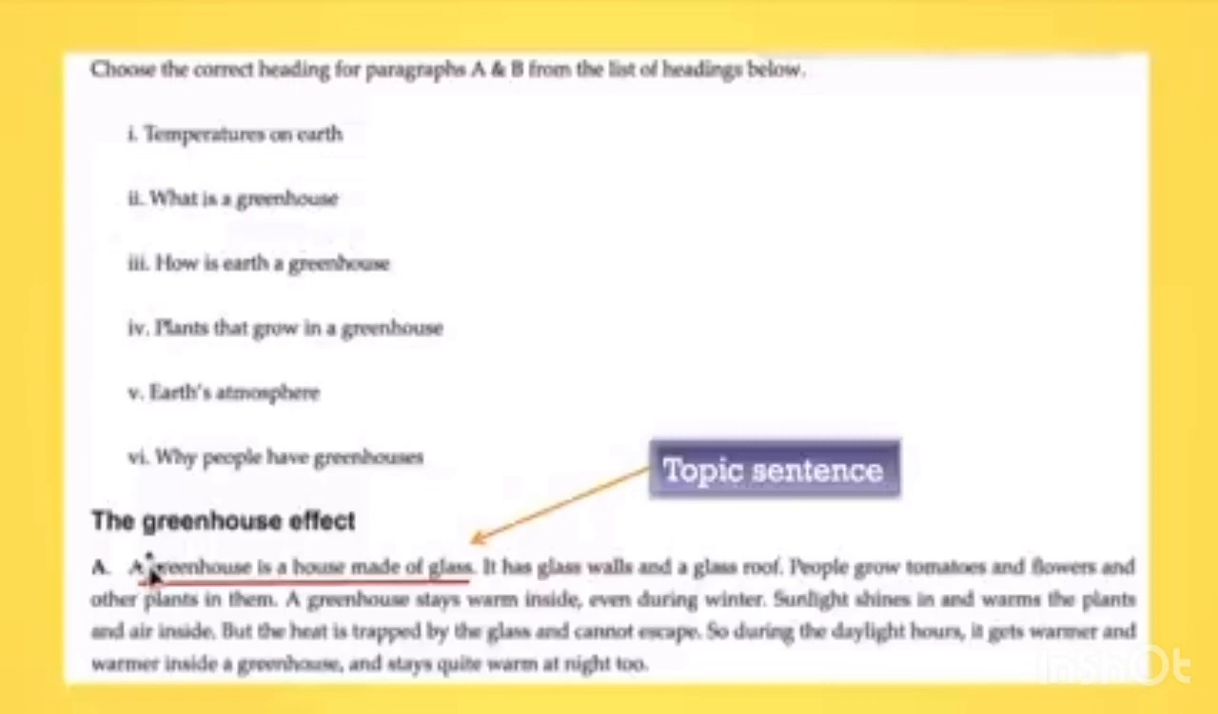Now look at the topic sentence again. A greenhouse is a house made of glass. It becomes very clear now. The topic sentence gives an idea of the entire paragraph, so I didn't even need to read through the entire paragraph so closely. This would be a very helpful tip. Try and practice this every time you practice your reading tests at home before the test.